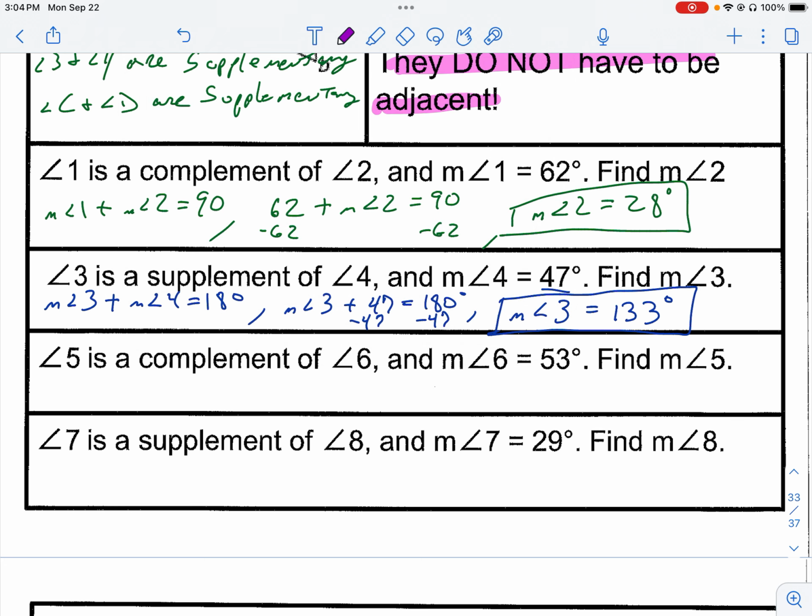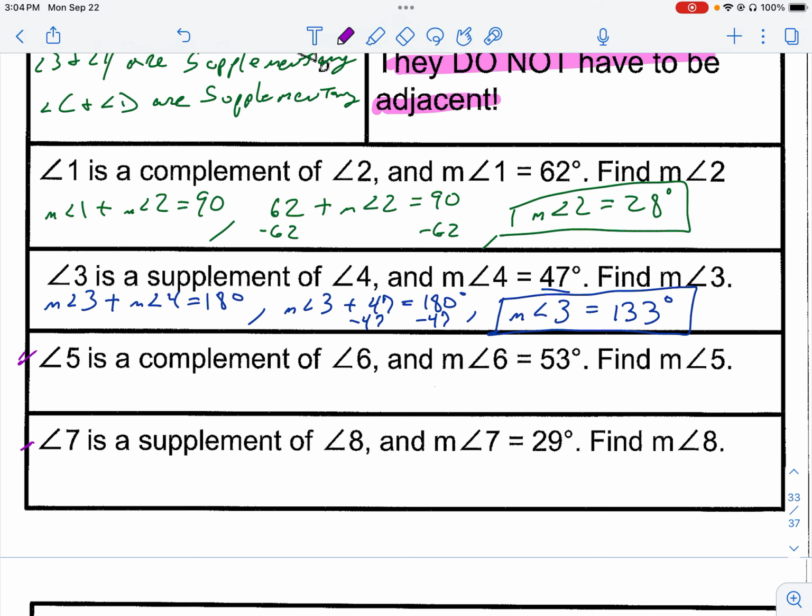All right. Angle 5 is a complement of angle 6, and angle 7 is a supplement of angle 8. In fact, why don't you pause the video and attempt those. Restart, and we'll see how you did.